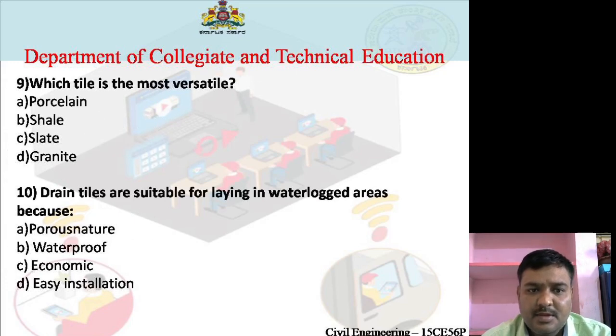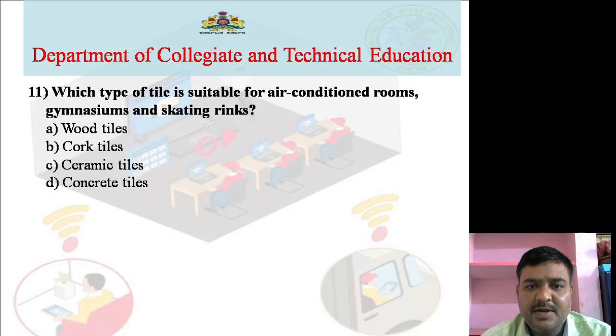Then 9. Which tile is most versatile? Porcelain, shale, slate, and granite. So the right answer is slate, C. Slate tile is most versatile. Then drain tiles are suitable for laying waterlogged areas because it has porous nature, it has waterproof property, economic and easy to installation. The right answer is A, that is porous in nature, so that it absorbs the water. Then which type of tile is suitable for air conditioned rooms, gymnasiums and skating rinks? So wooden tiles, cork tiles, ceramic tiles, and concrete tiles. The right answer is A, wooden tiles.